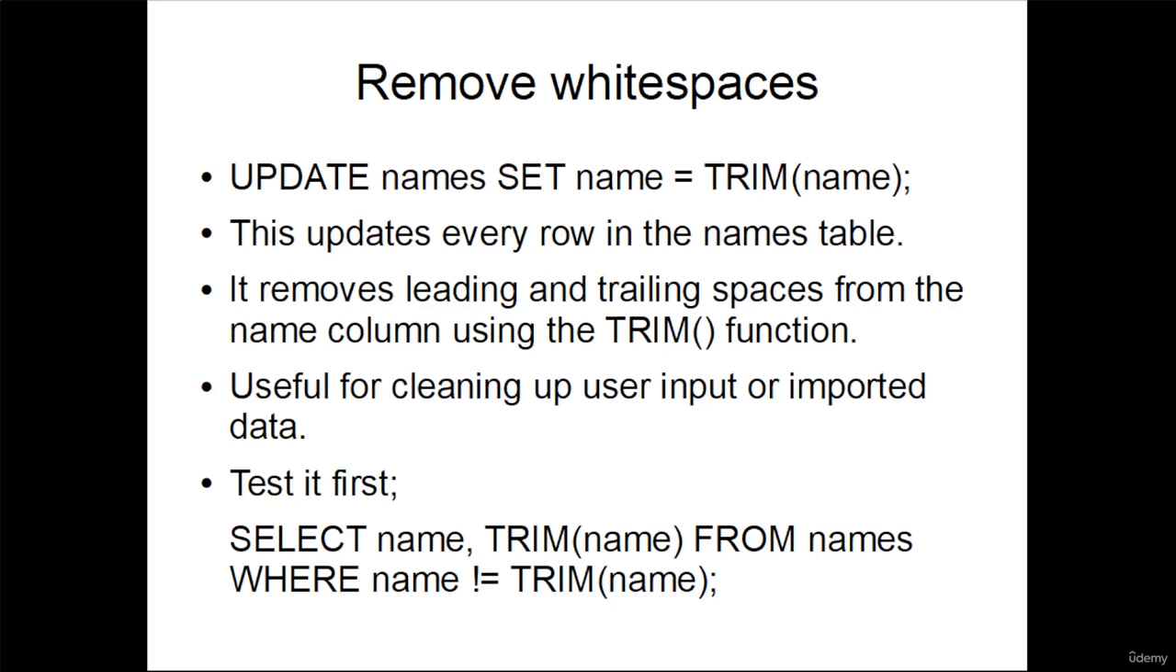For instance, if the database contains a name with spaces in front or after it, the query will show the name with and without spaces. If no rows are returned, it means no names have extra spaces, and the update may not be necessary. Trim is case sensitive and only removes exact matches of the specified characters, spaces by default. If you need to remove only leading or trailing spaces, use LTRIM, name, or RTRIM, name, respectively.